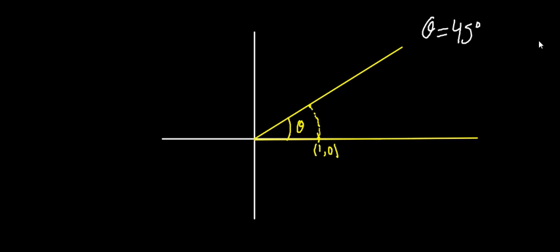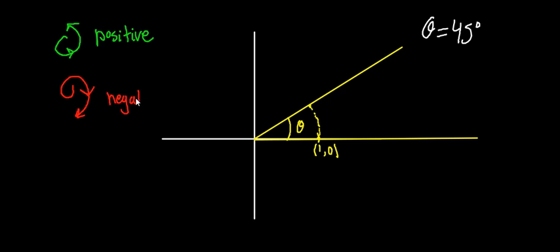But I sort of glossed over a key point here. When we're talking about angles, we define counterclockwise as the positive direction, and we define clockwise as the negative direction. So, let's say I wanted to draw the angle alpha, which is equal to negative 45 degrees.